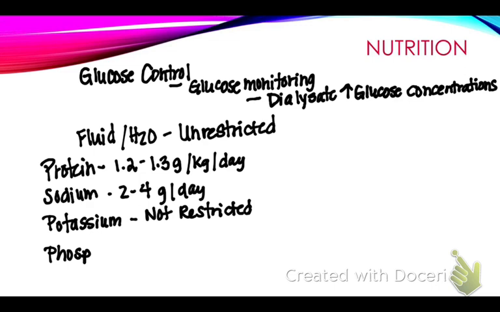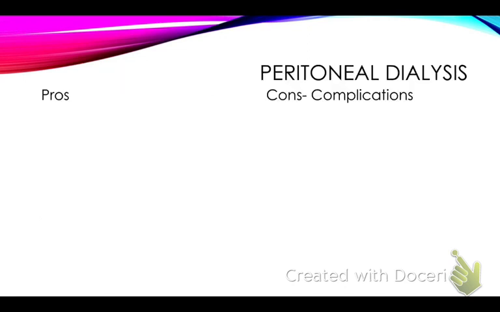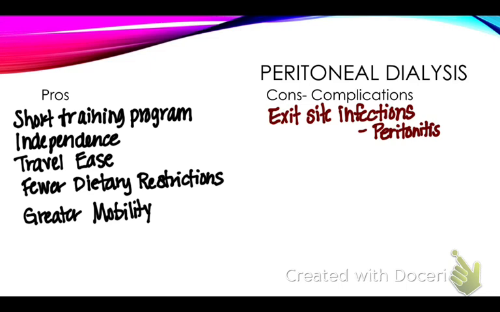So potassium is restricted in hemo. And then phosphorus is individualized as well. Most of the time they still will be on the phosphate binders, but it's more individualized as well. So let's talk about some pros and cons.